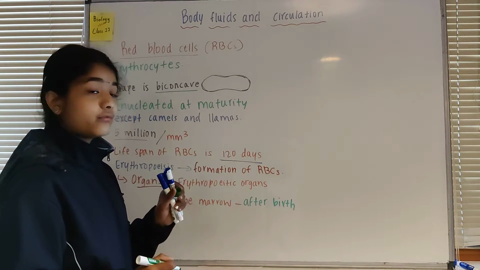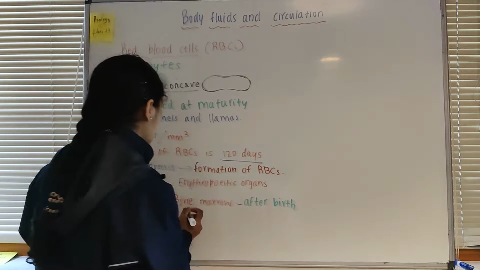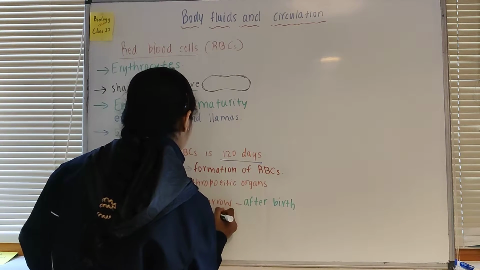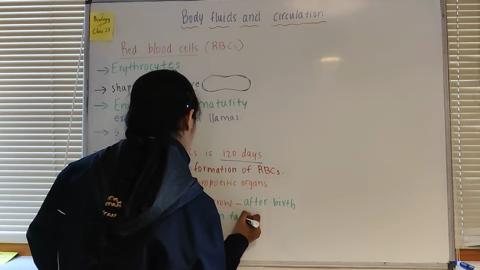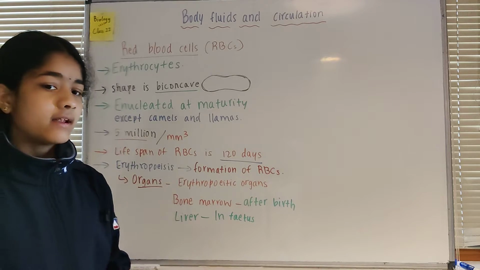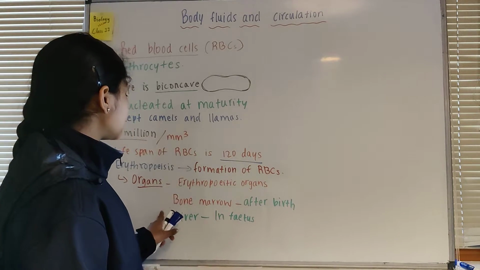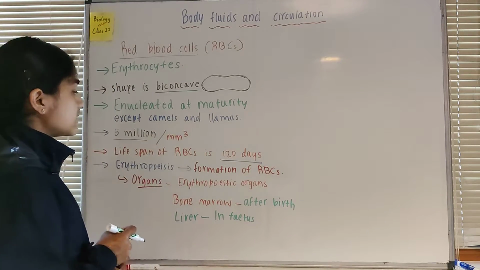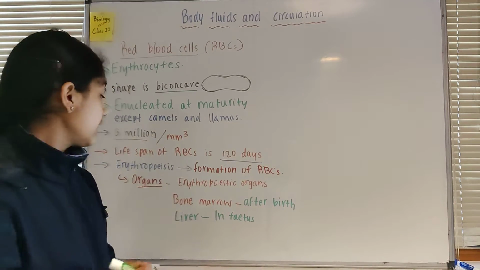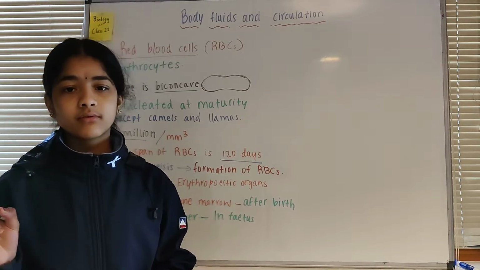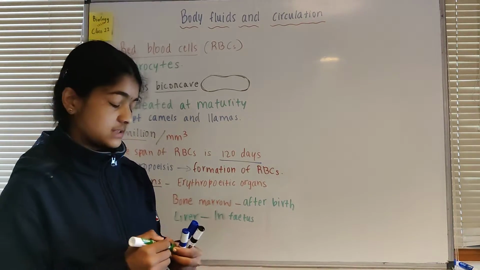But in the fetal stage, the liver helps in erythropoiesis. So, the liver helps in erythropoiesis in the fetus. Now, this is about erythropoiesis and erythropoietic organs, the organs which help in the process of RBC formation or erythropoiesis.